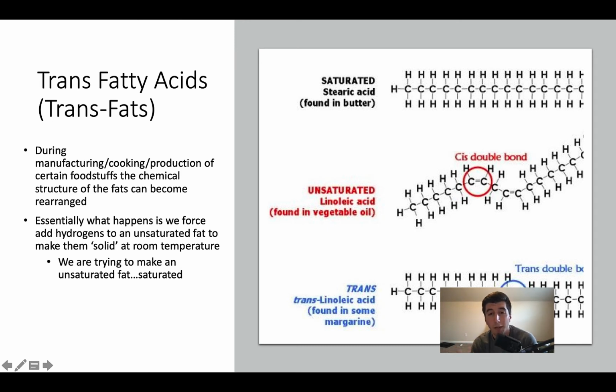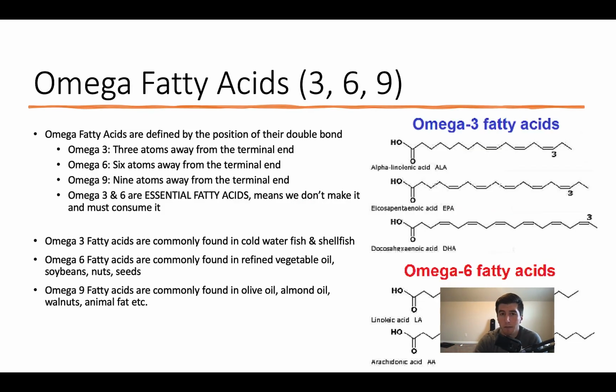So we can create a saturated fat characteristic, such as margarine, which is spreadable and somewhat soft at room temperature, and we can create that with an unsaturated fat that would normally be in olive oil. It's a neat process.